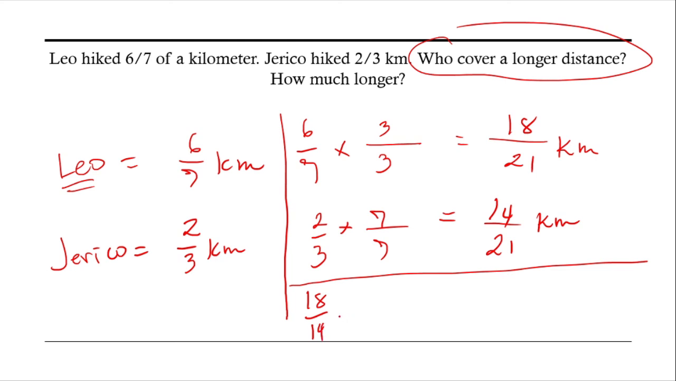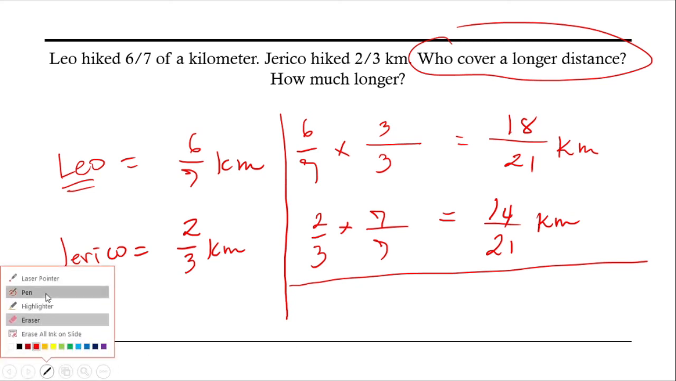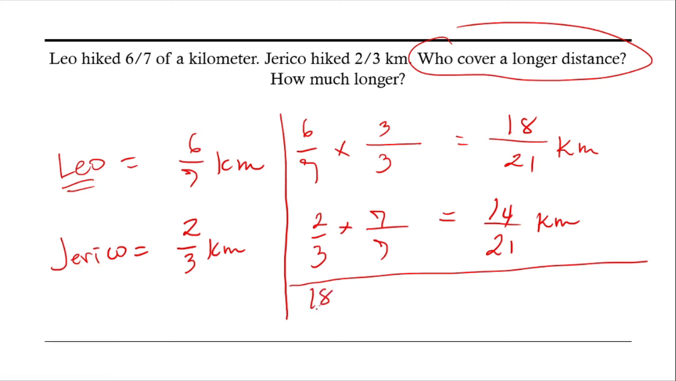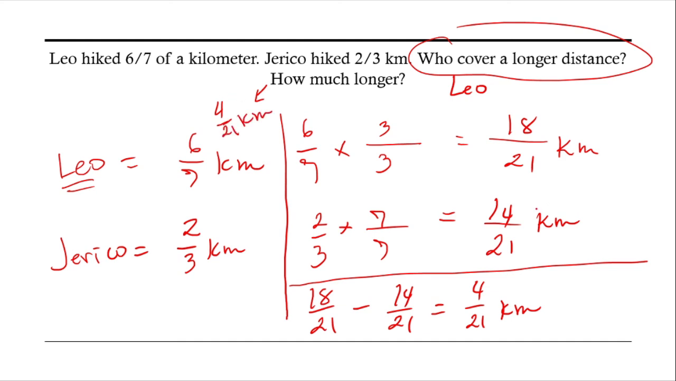18 over 21, oh sorry. How much longer? So 18 over 21 minus 14 over 21 is equal to 4 over 21 kilometers. Ito yung sagot natin sa A: si Leo. Pero how much longer? 4 over 21 kilometers.